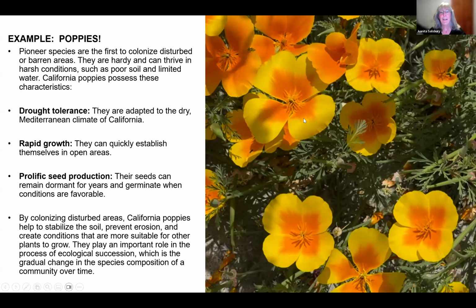This is one of my favorite varieties. This is the coastal variety here, that's yellow with the orange star in the center. But by colonizing those disturbed areas, California poppies help stabilize the soil, they prevent erosion, and they create conditions that are most suitable for other plants to grow. And they play an important role in ecological succession, which is the gradual change in species composition over time in a community. The garden that you start with is not necessarily the garden that you're going to have the year after or the year after. Plants like to move around to where they like to be.